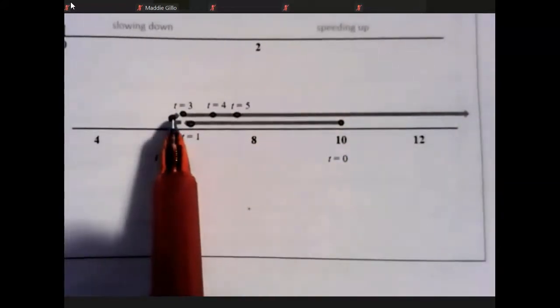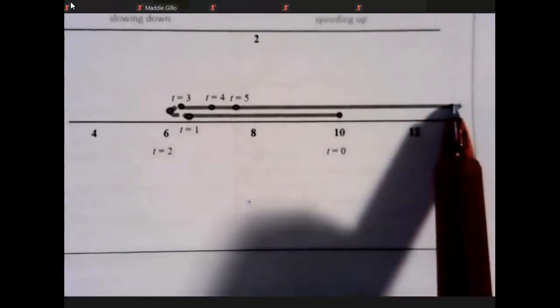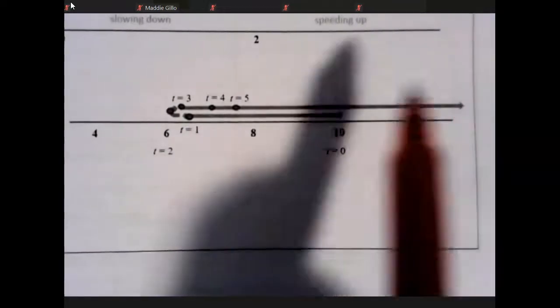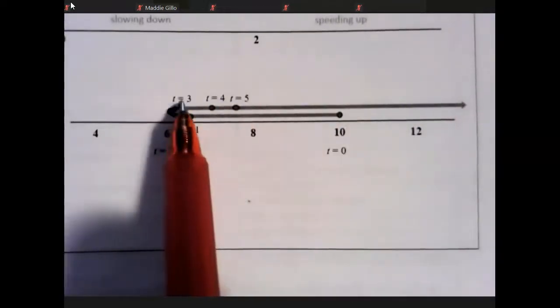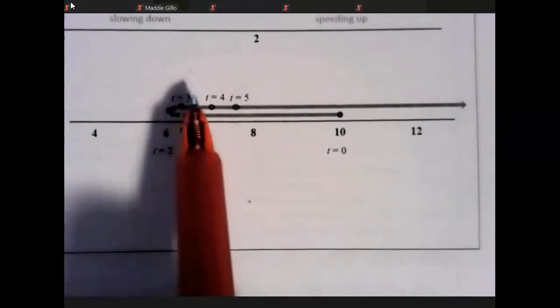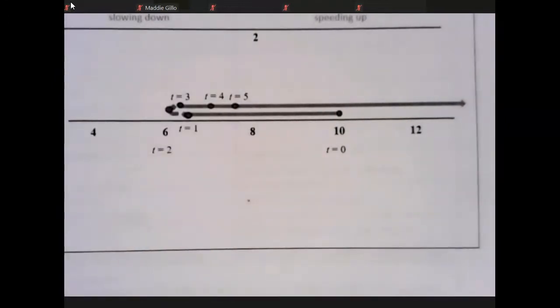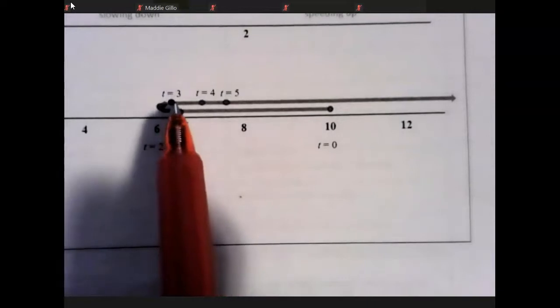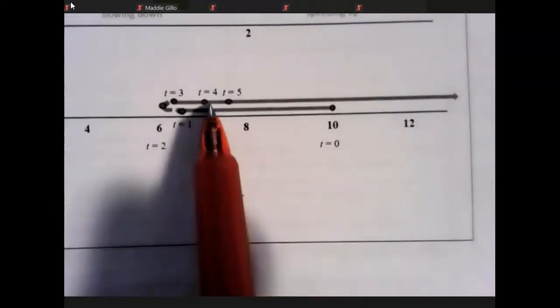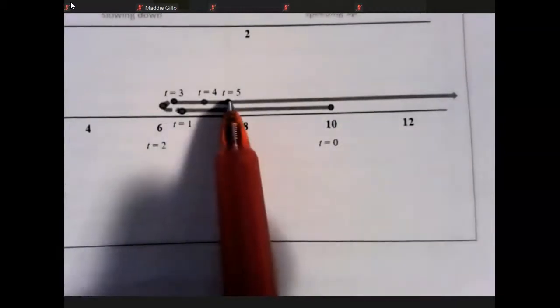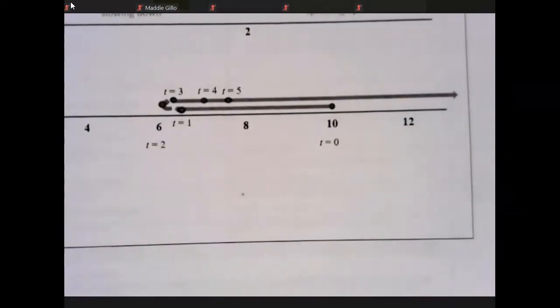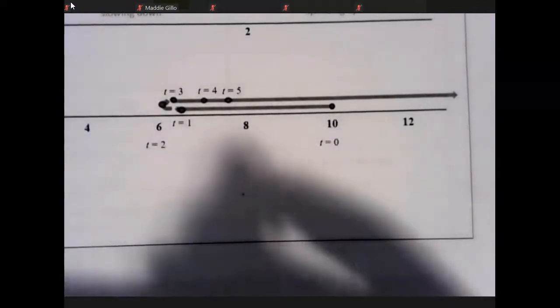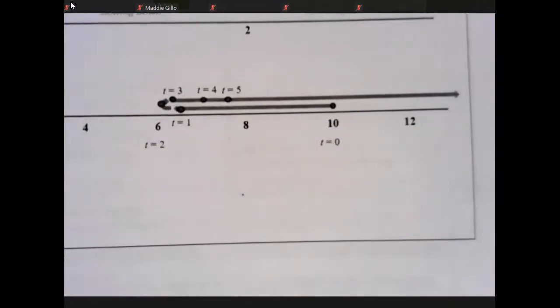At 2 seconds, it changes direction, so now it's moving to the right. And you can find 3, 4, or 5 seconds to see how quickly it's moving to the right. We know that it's speeding up as it continues to the right, so you can see that it's going quicker and quicker. The distance from 3 to 4 is greater than the distance from 4 to 5. And if you continue to compare them, the distance would get smaller and smaller because it's speeding up.